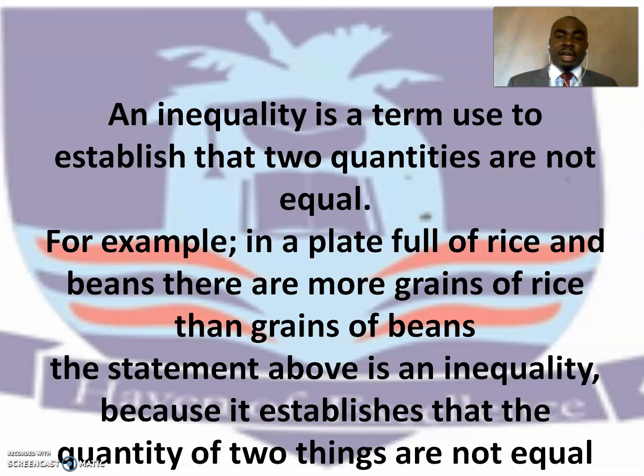So having a plate of rice and beans, for example, when you cook your rice and beans, you know that there will always be more grains of rice in the plate than beans. So another example of an inequality is saying that there are more grains of rice than there are of beans, or there are fewer grains of beans than there are of rice, or the quantity of rice and beans are not equal. Those are examples of inequalities.